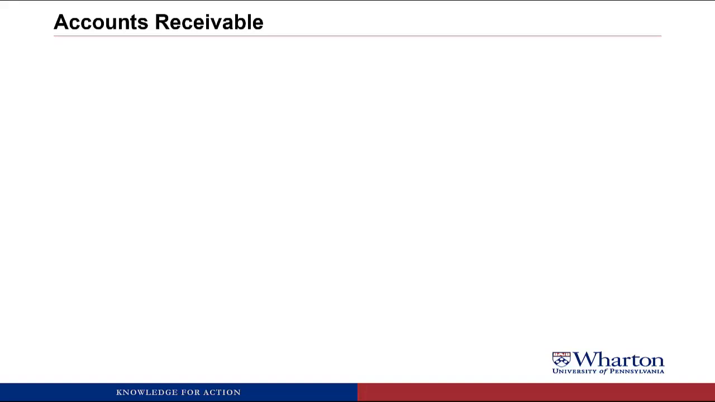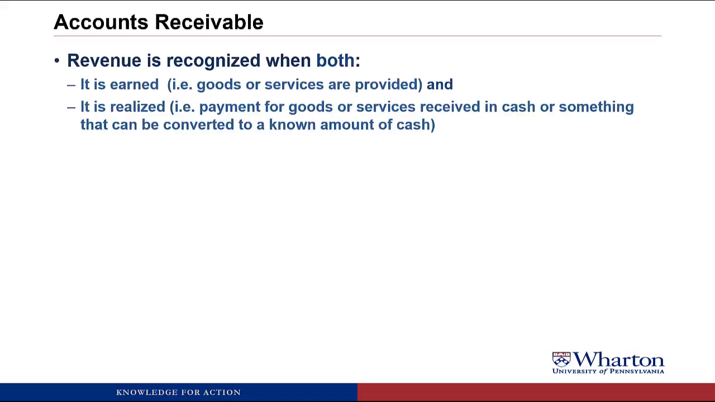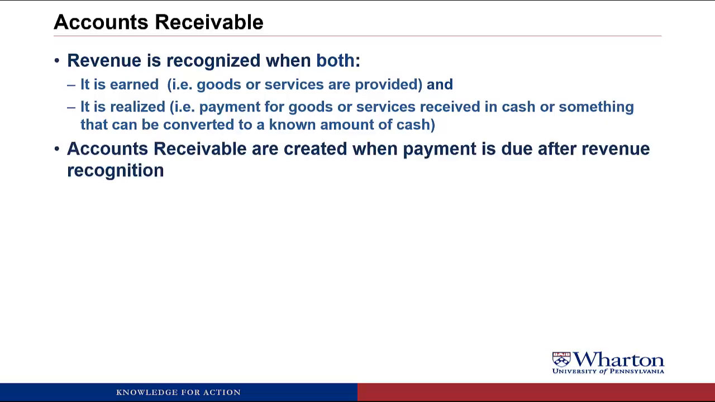We're going to start our look at accounts receivable with a review of the revenue recognition criteria. If you remember back to earlier in the course, we said that for revenue to be recognized, it both has to be earned, which means that the goods and services are provided, and realized, which means that you get payment either in cash or something that can be converted to a known amount of cash. That would be like an invoice, which has clear payment terms. It lays out the dollar amount and when the payment is due. That invoice, of course, we would call an accounts receivable. It represents the amount the customer owes us after we record the revenue.